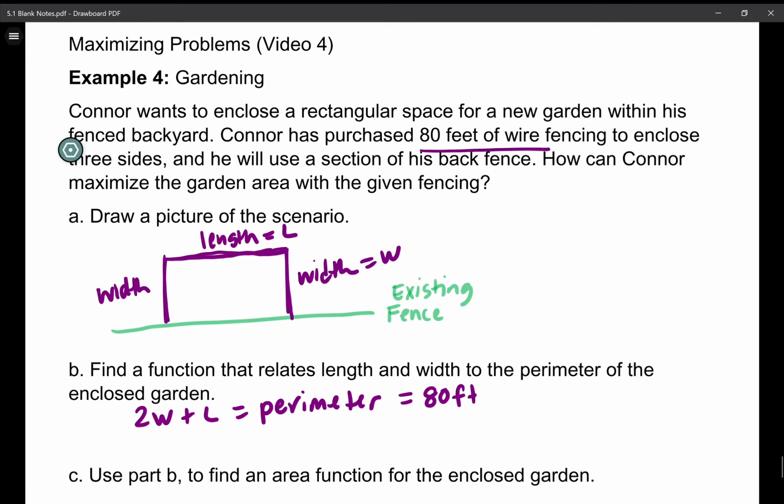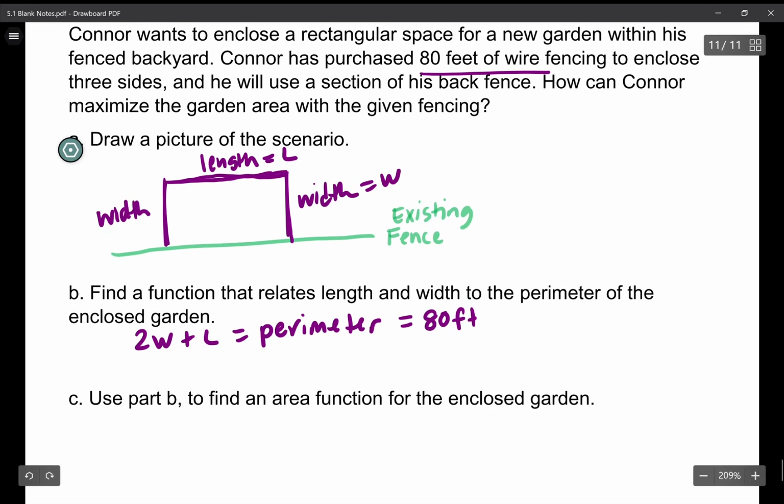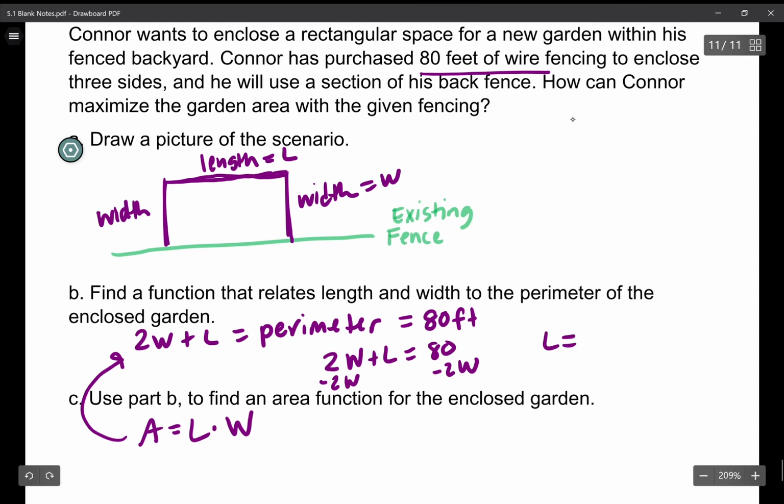Now we're going to use part A to find an area function for the enclosed garden. Well, one thing we know about rectangle area, the area is going to be equal to the length times the width. But this isn't super useful for us because when you have 2 variables, things can change too much. Luckily, we have a constraint up here in part B. We know the length and the width are related to each other. In fact, we can rewrite this equation, 2W plus L equals 80. If we subtract 2W from each side, we get that L must be 80 feet minus twice the width.